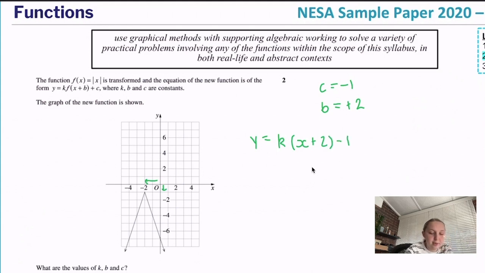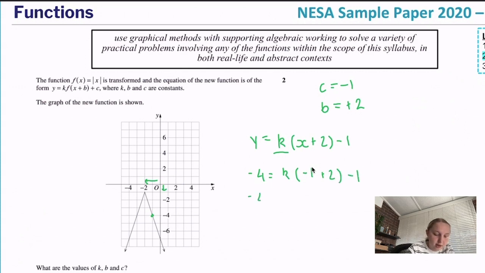Then what we want to do is find an x and y point so that our only variable left is k, right? When we're solving for a variable, we only want there to be one variable. Okay, so let's say we pick this point, which is (-1, -4). So our y is -4. We don't have anything for k yet. x is -1, and then we've got our +2 and our -1.